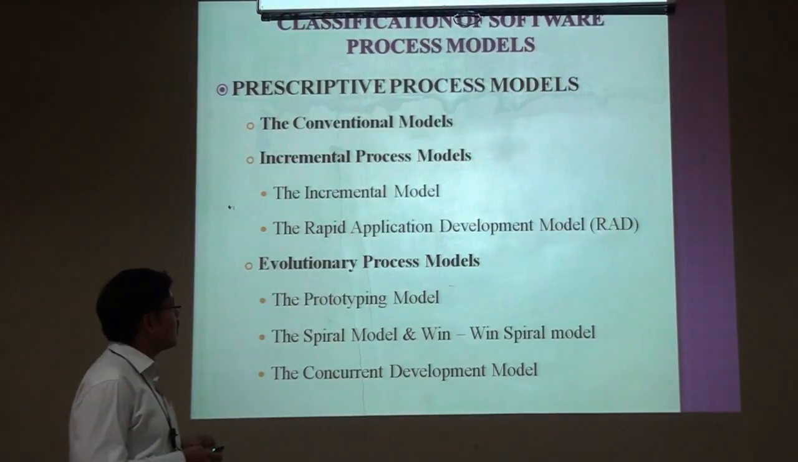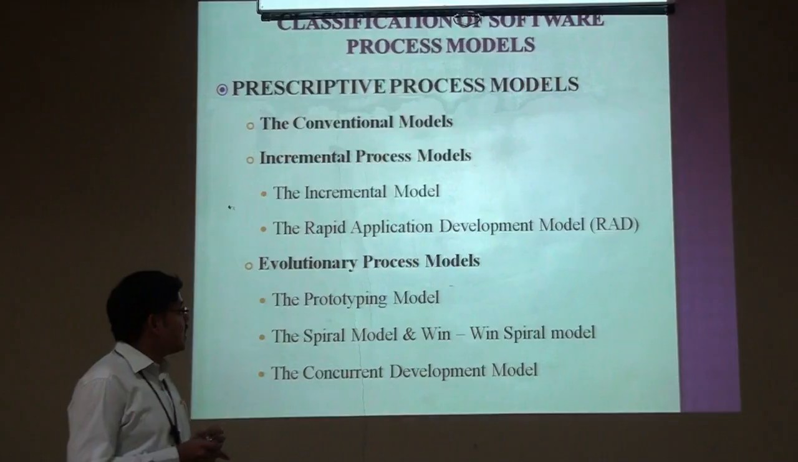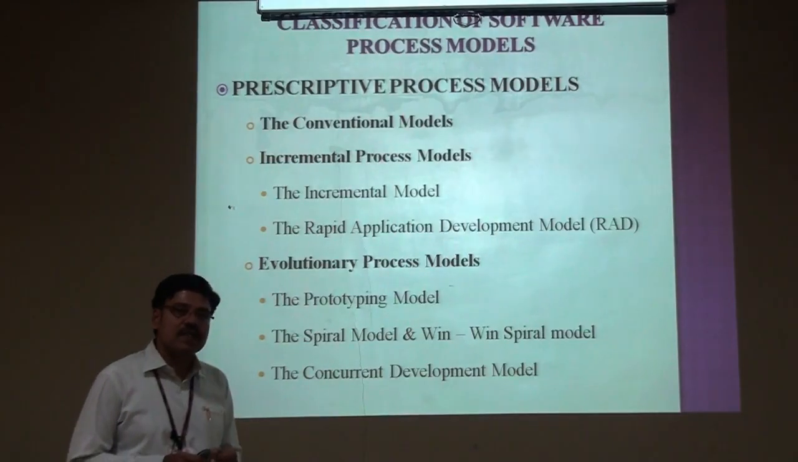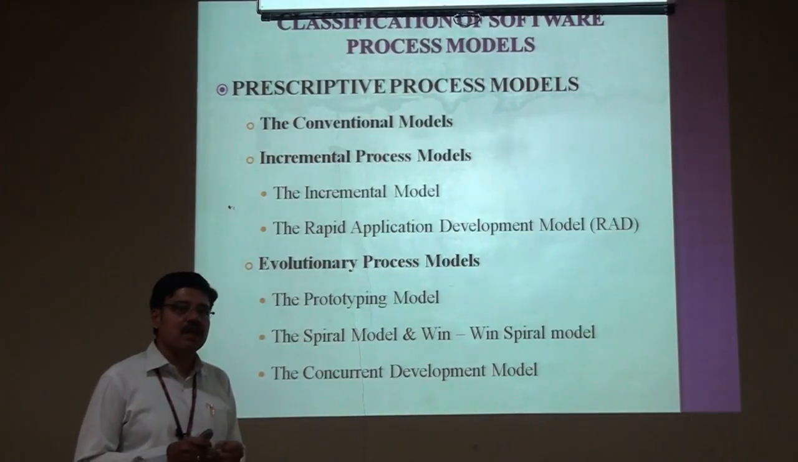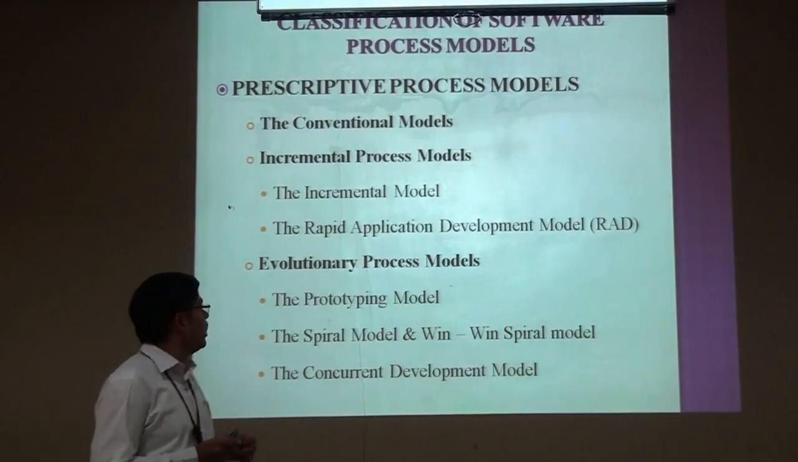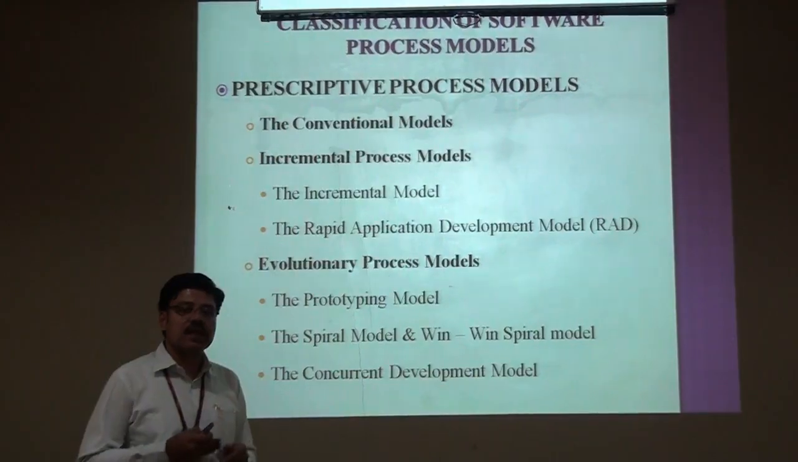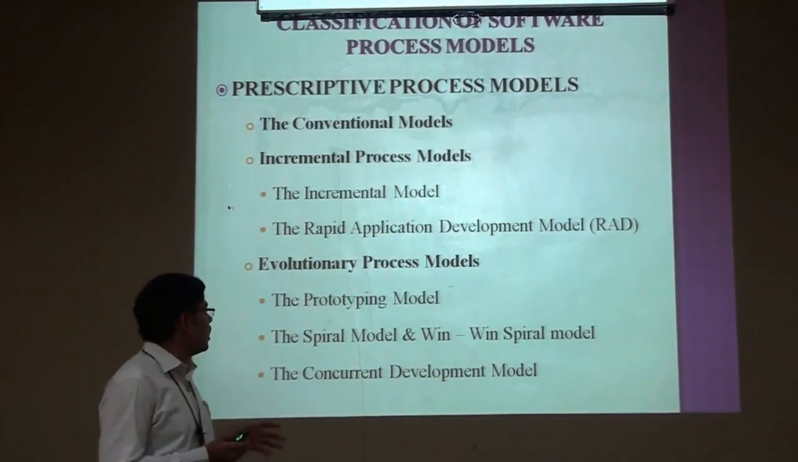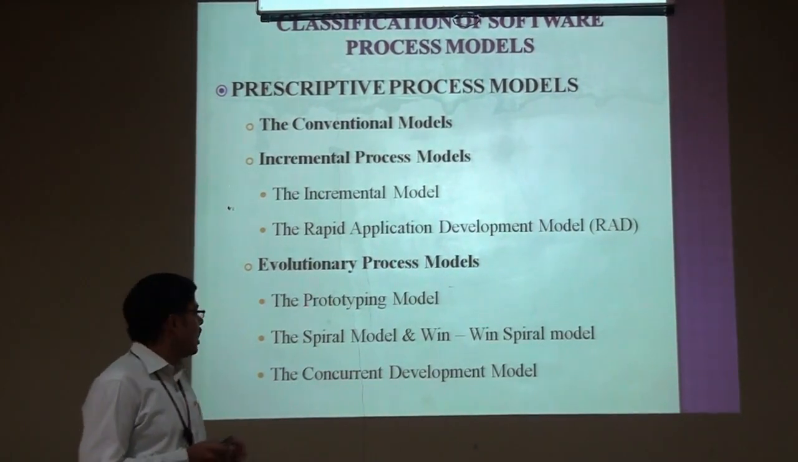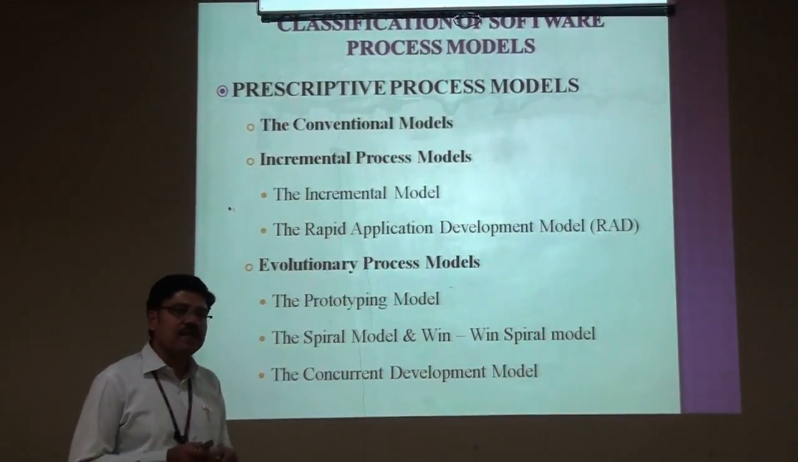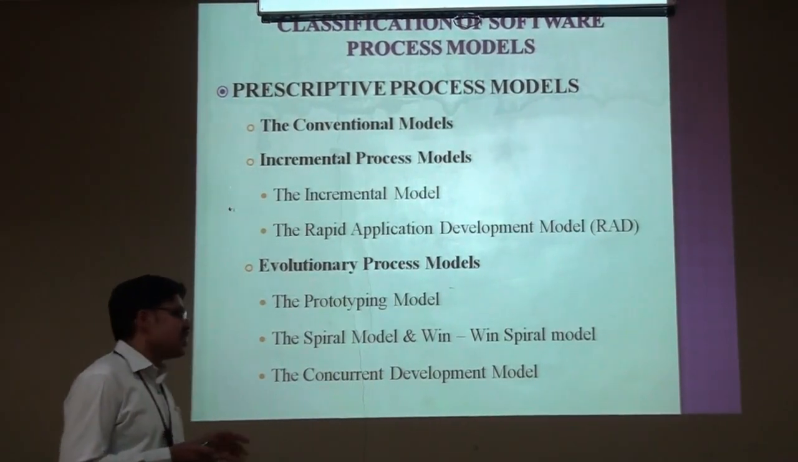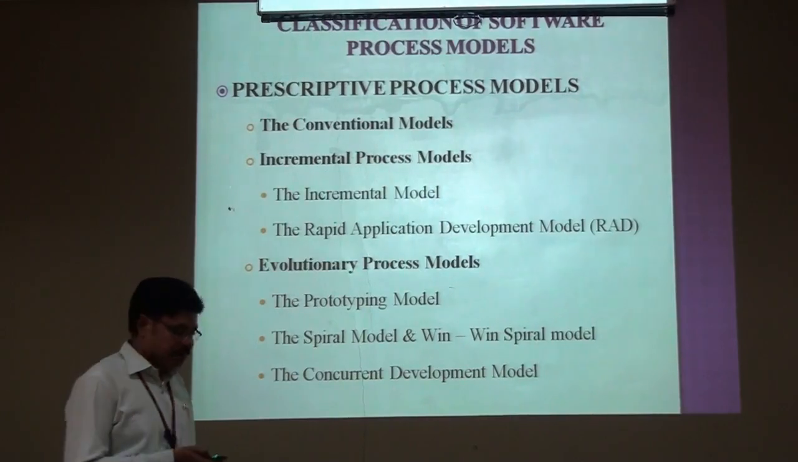In this incremental process model, we have 2 types. One is the incremental model, and another is the rapid application development model, which we shortly call the RAD model. And then we have evolutionary process models. In the evolutionary process model, the project is developed time by time, which includes the prototyping model, then the spiral model and the win-win spiral model, and the third one is the concurrent development model.